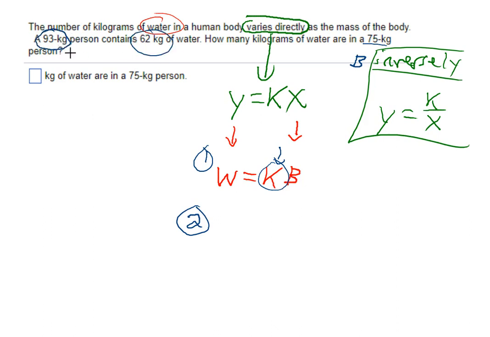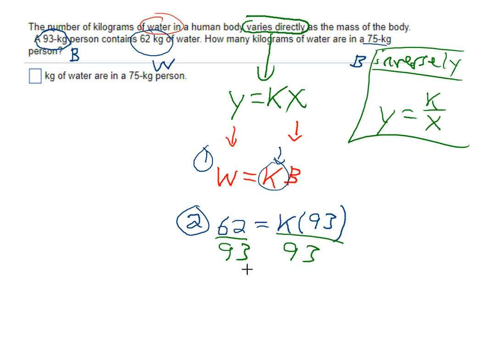They tell me a 93 kilogram person, that's the body, right? I should have used P for person, contains 62 kilograms of water, that's W. So I can plug both of these in to my formula, 62 for W and 93 for B, for the body, for the person. And then I can solve this for K to find out what K is equal to. So I'm going to divide by 93 on both sides. And this isn't going to divide very nicely. I probably really do need to get a calculator here.